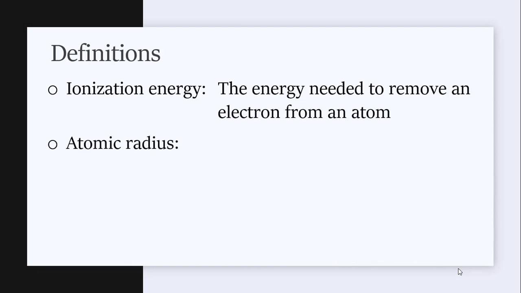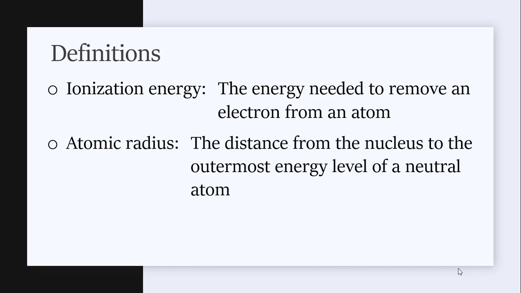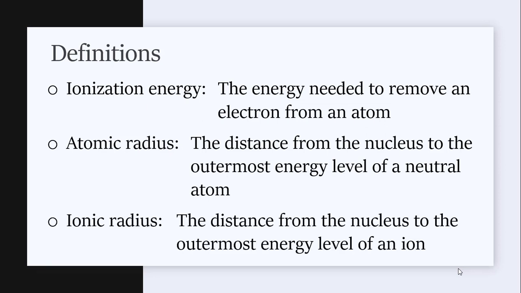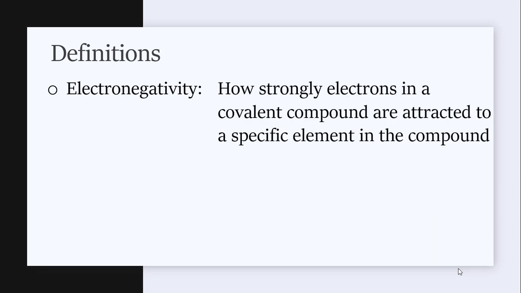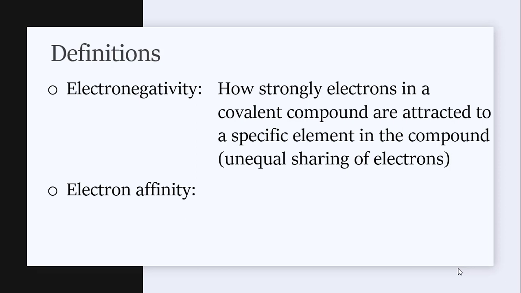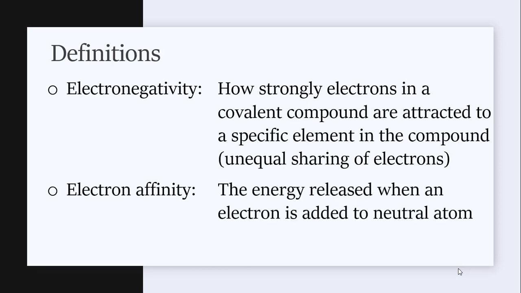We will be discussing atomic radius in the future, and that's the distance from the nucleus to the outermost energy level of a neutral atom. And an ionic radius is the same thing, only it's done for an ion. Electronegativity is how strongly electrons in a covalently bonded compound are attracted to a specific element of the compound, or in other words, an unequal sharing of the electrons. And last is electron affinity, which is the energy that is released when an electron is added to a neutral atom. You're creating an anion, and it's analogous to being the opposite of ionization energy.